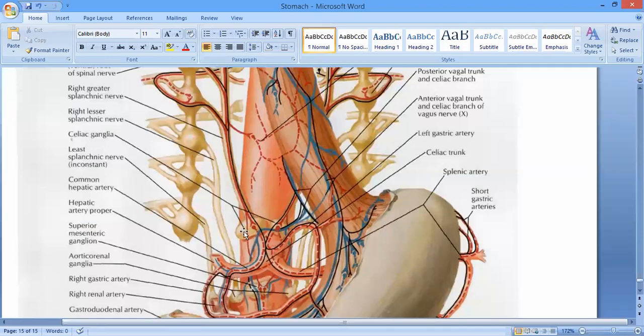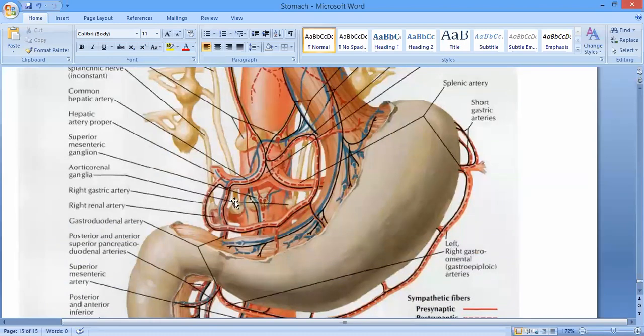Also, number two, these are motor to the pyloric sphincter, which will lead to constriction of the pyloric sphincter. That is the motor function under the control of your sympathetic system. And when this contracts, what happens? The rest of the stomach will relax. So it is going to give motor fibers to the pylorus and inhibitory fibers to the rest of the stomach.